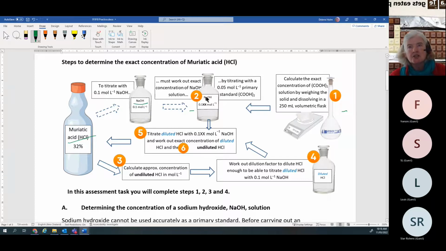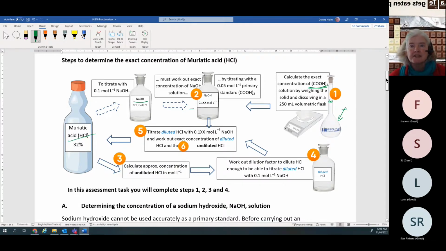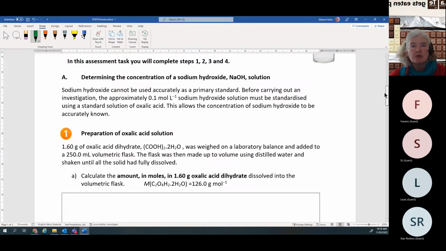So I need to actually, what we say, standardize my sodium hydroxide by reacting it with something that's very stable. And so I'm going to react it with oxalic acid. So that's that one over there. So you don't do this in the lab. If you were working in the lab, you would weigh out an exact amount of oxalic acid and make it up into a volumetric flask up to the meniscus over here, where it's exactly 250 milliliters. So this is what we're going to be doing here.